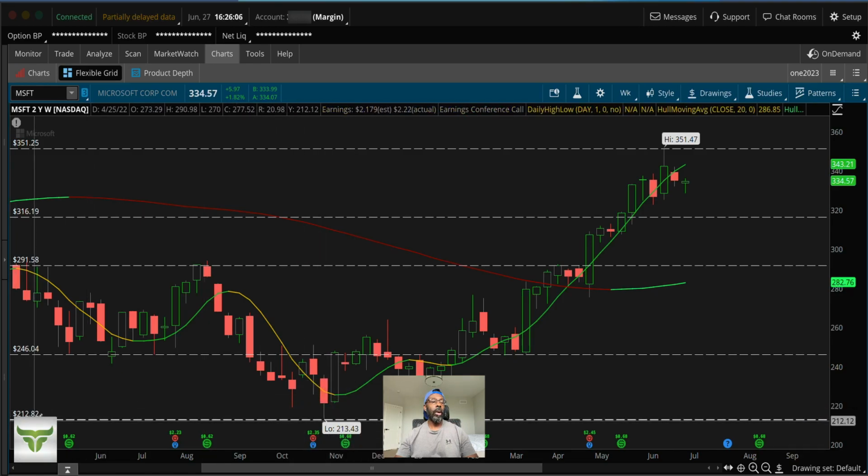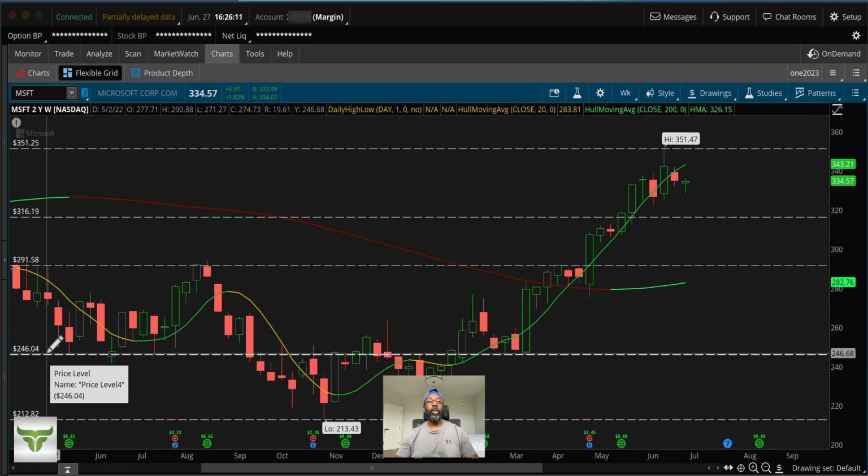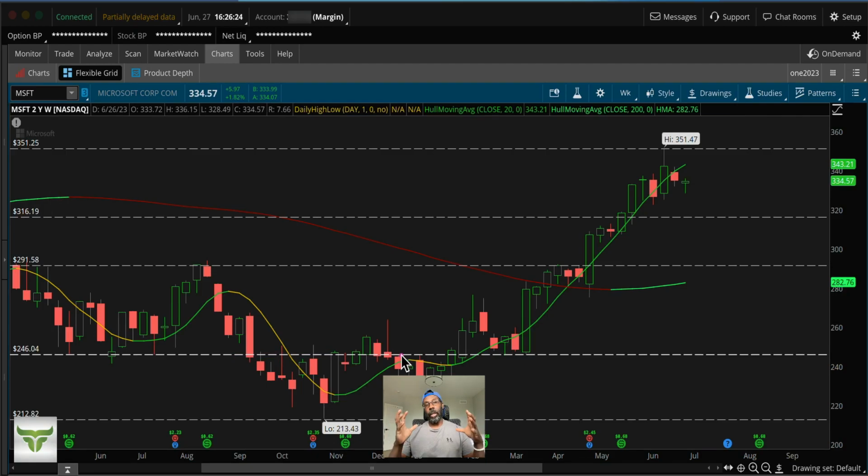Well, from 212.83 or 82, your next support or resistance level would be 246.04, because resistance now is, there's a lot of overhead supply. So what happens now is there's a lot of selling pressure at the very top. There's a lot of liquidity at the top. So for Microsoft to break through that ceiling, it's got to get past this 246.04 level, right?